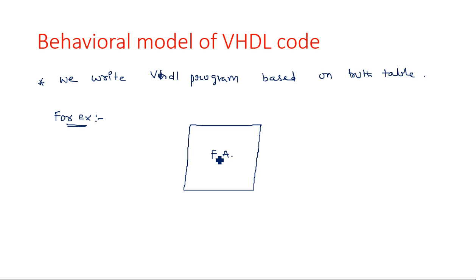A full adder is a logic circuit which is used to add three bits of information. That means A, B, and C, where C is nothing but the carry input. These are the three inputs available for the full adder, and two outputs are there: sum and carry, which is C out. Now first we need to write an entity which specifies three inputs and two outputs, and all are one bit only.